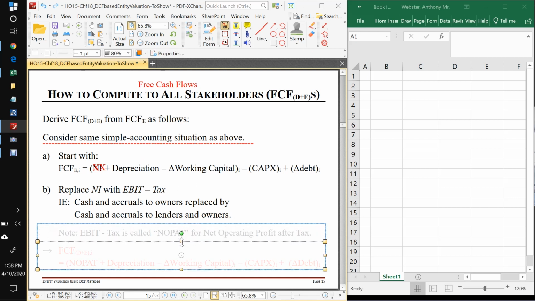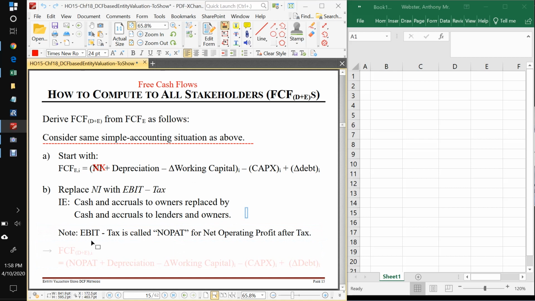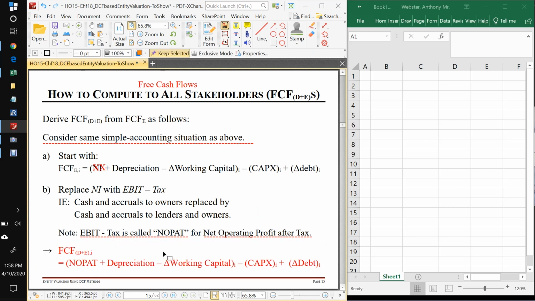One other thing you should know here is that everyone in the world in finance calls EBIT minus tax NOPAT, and that stands for net operating profit after tax. So you just need to know that NOPAT is equal to EBIT minus tax. So now if we substitute that in, the free cash flows in year I to everybody, available to debt holders and shareholders, is just NOPAT plus depreciation minus changes in working capital minus CapEx in the year plus changes in debt in the year. So you see, very similar. We've just replaced net income with NOPAT.